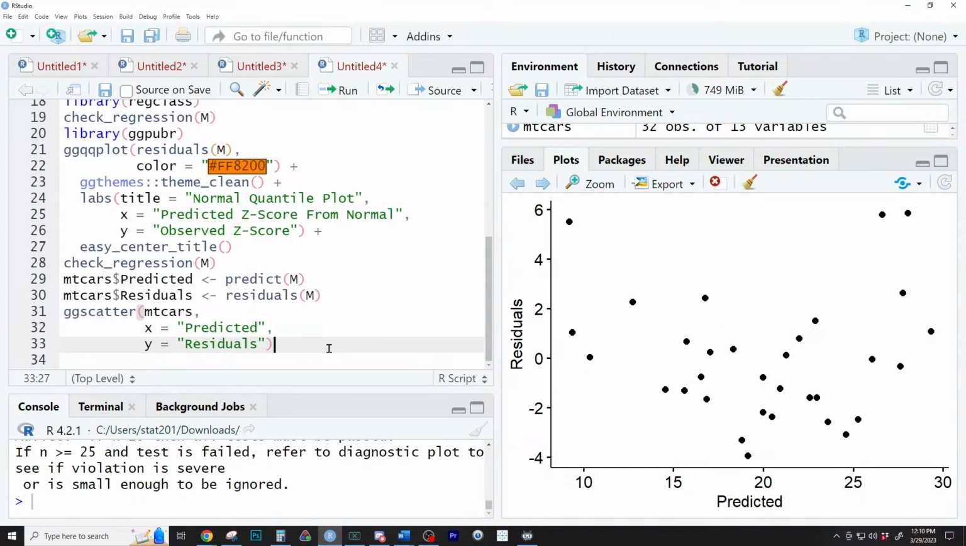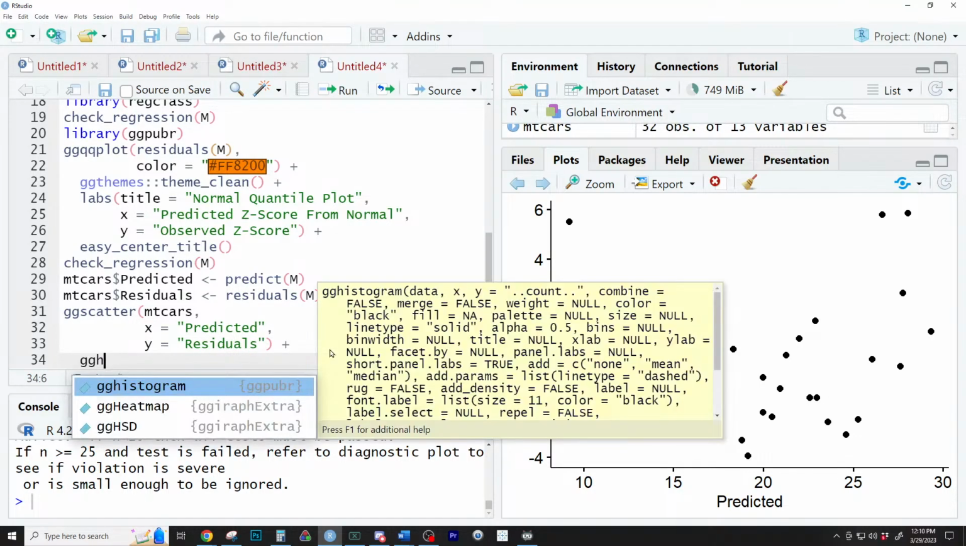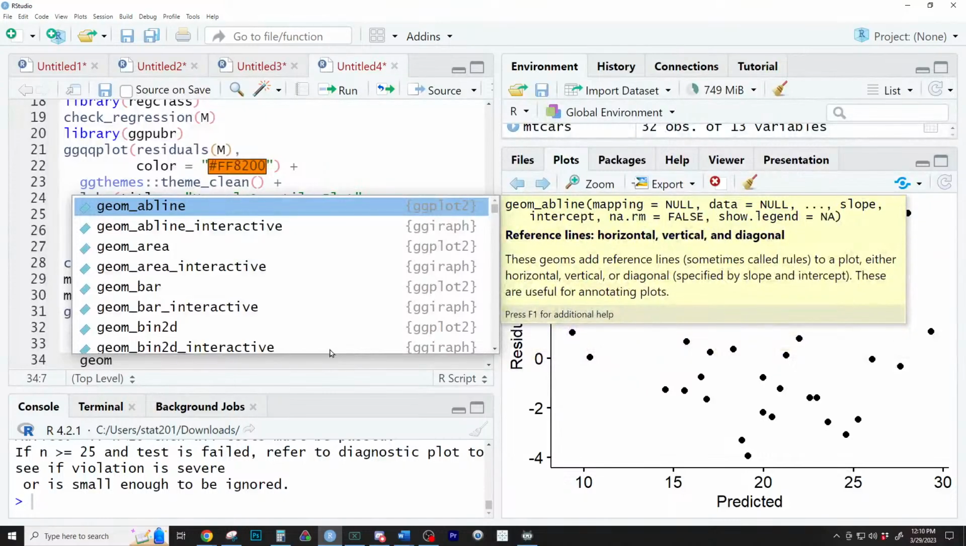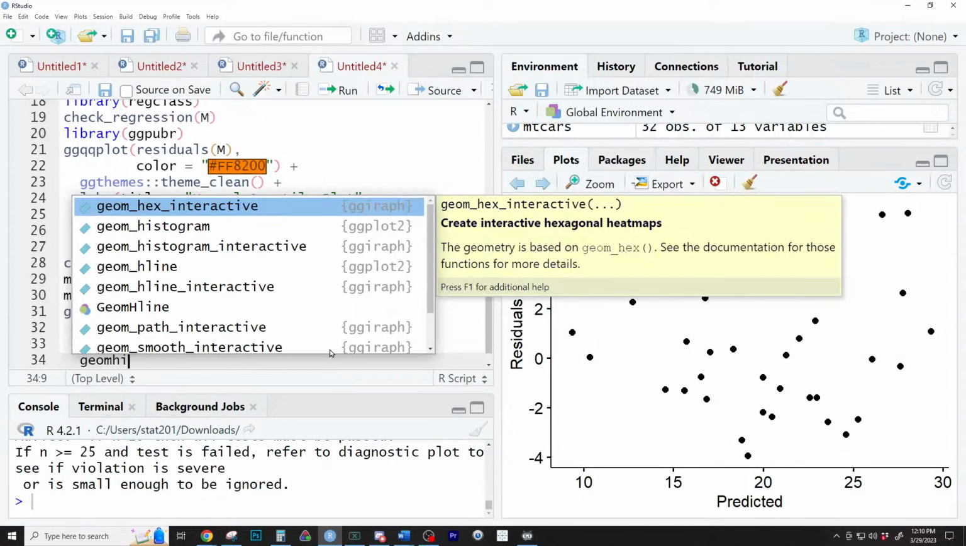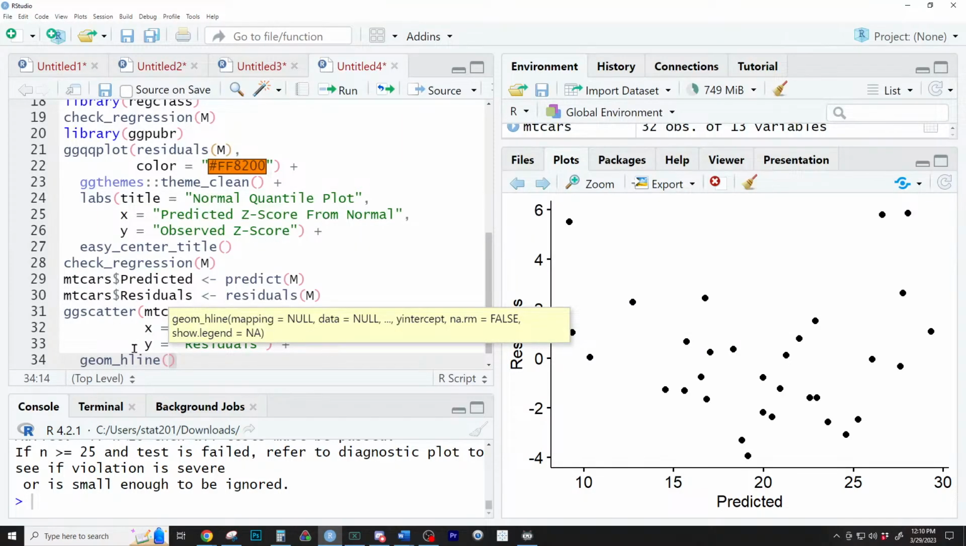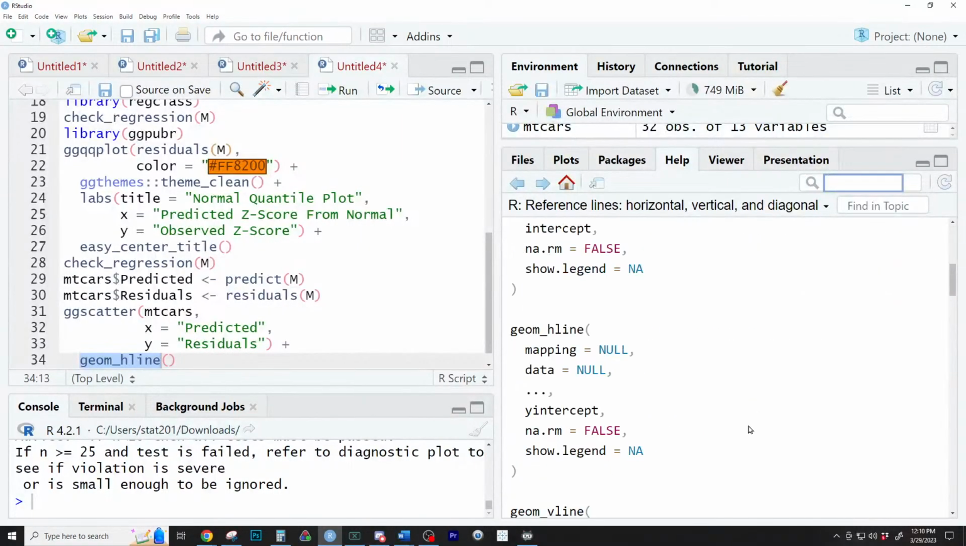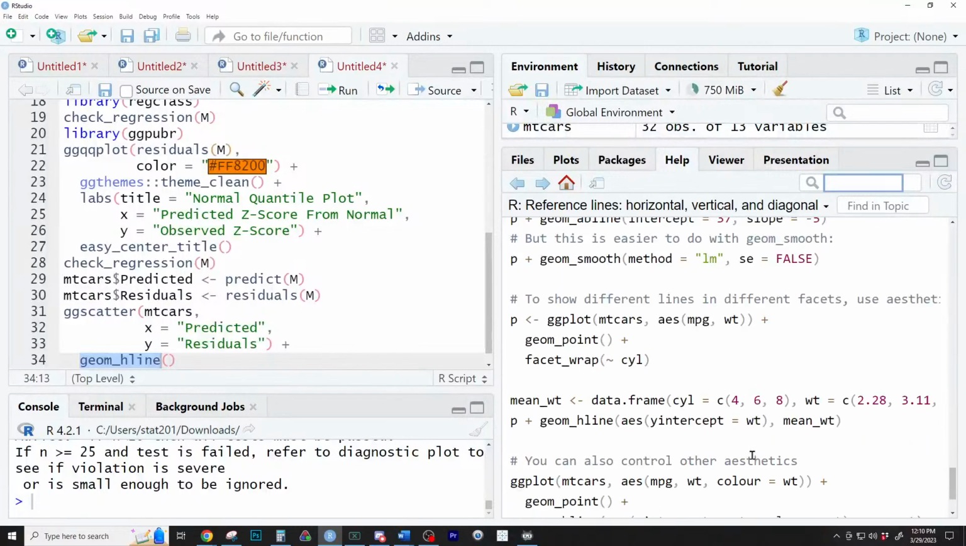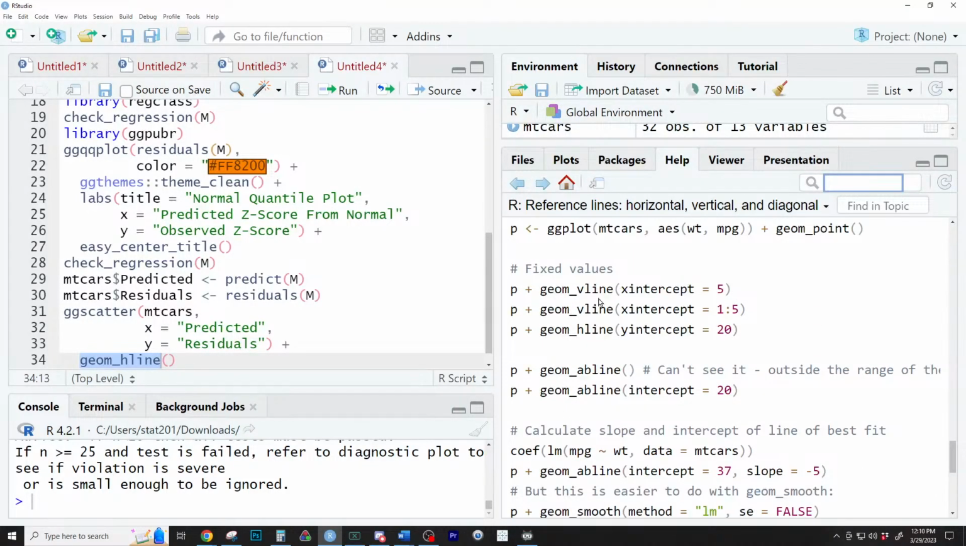So to add the line, we need to do geom. So GG, or is it GG horizontal line or geom_hline? Horizontal line. There it is right there. Geom_hline. So the mapping, I always have to double think about how to use these. So we're using the F1 to do the help right here. And you notice they're just showing us right here.